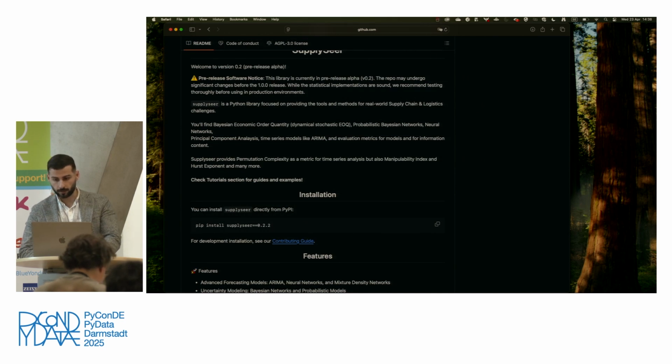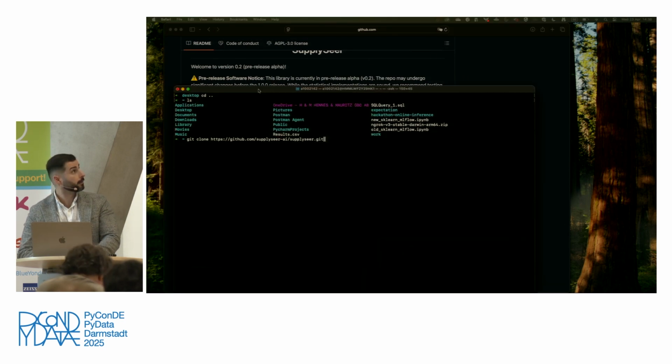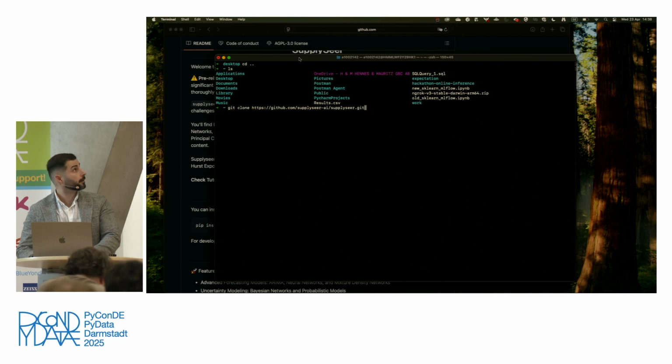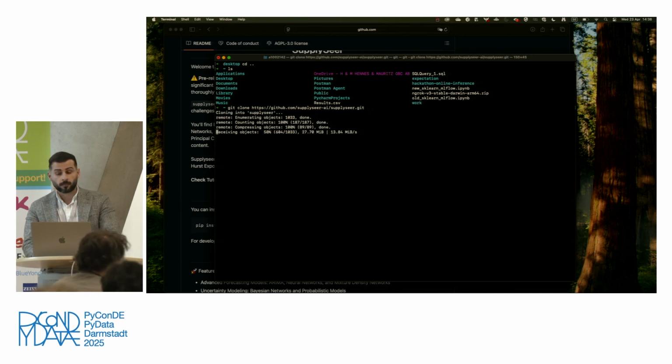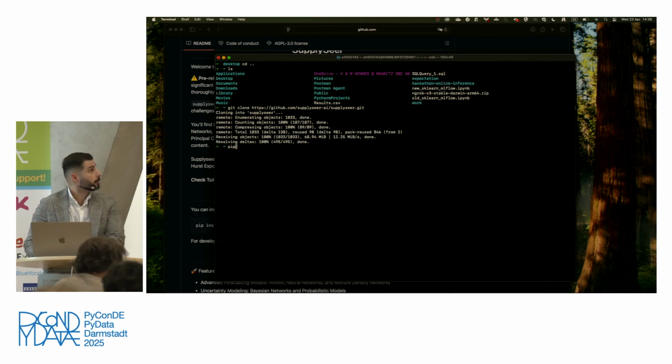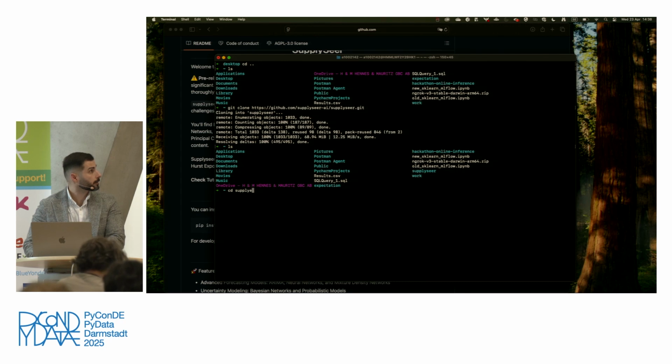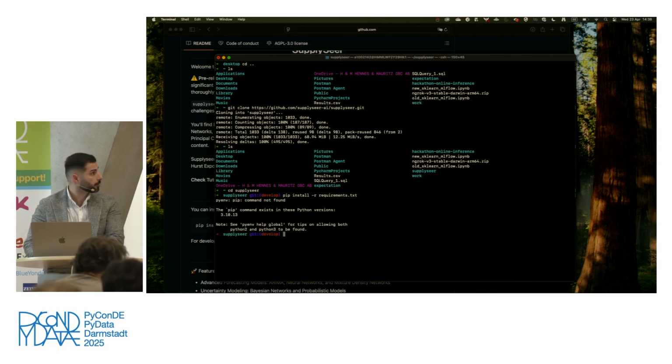I'll try to move over my terminal here. Git clone, I'm going to clone it instead. And then I'm going to run pip install requirements. cd supply, all right, pip install -r requirements.txt. Pip command not found. The pip command.